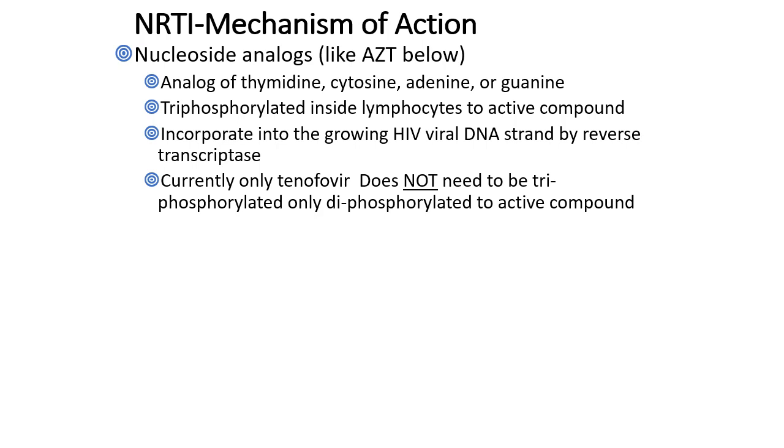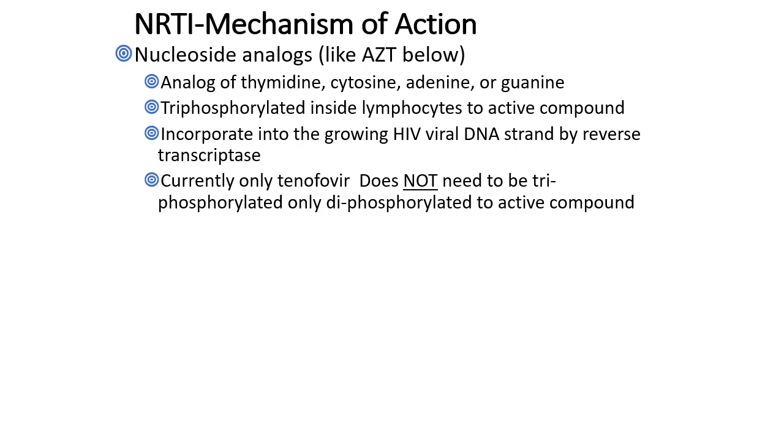Now let's talk about the mechanism. I told you these are the analogs of nucleosides like thymidine, cytosine, adenine, guanine, etc. And inside the cell, what happens? The inactive form of zidovudine gets triphosphorylated, not just monophosphate, diphosphate, and triphosphorylated. Now this triphosphorylated zidovudine is the active form. You can call it a prodrug, and inside the cell it gets converted into triphosphorylated zidovudine.